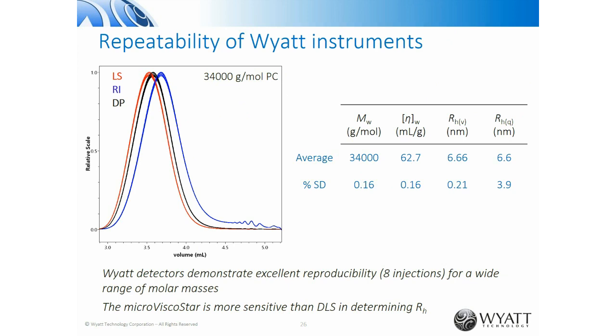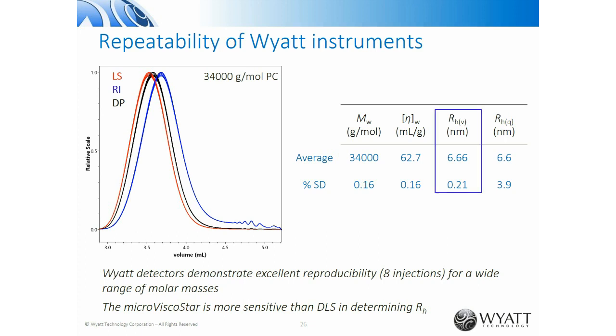Here we see the repeatability of our instruments, and so we have a chromatogram of 3 signals: light scattering, refractive index, and differential pressure of a 34,000 gram per mole polycarbonate. And these are done with 8 injections. So this is an overlay of 8 injections. And you see that they all overlay very nicely, showcasing our repeatability. And when you look at the data table to the right, you can see that the percent standard deviation is very low.